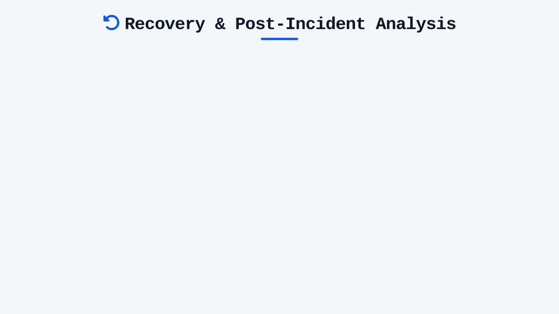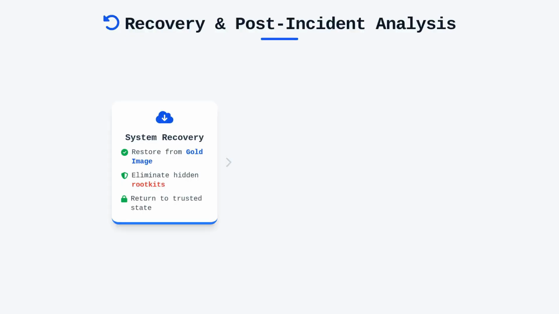Recovery and post-incident analysis are the final stages that transform an unfortunate event into an opportunity for improved infrastructure resilience. Restoring from a known good baseline configuration, often referred to as a gold image, is the standard for returning a compromised system to a trusted state. This process eliminates the inherent risk of hidden persistence mechanisms, such as rootkits, that might bypass standard file-level cleaning.